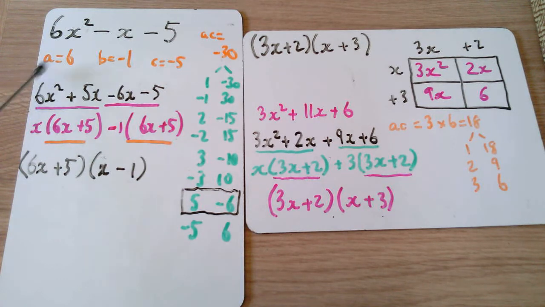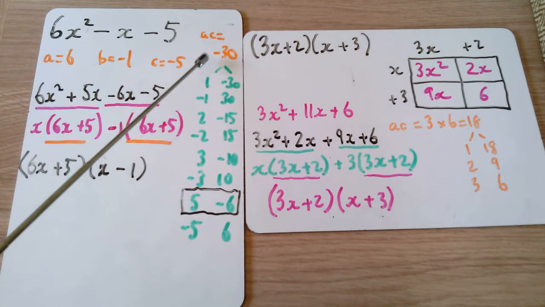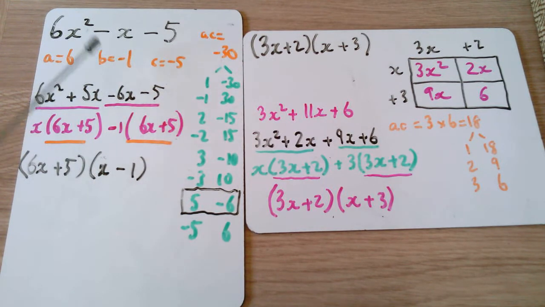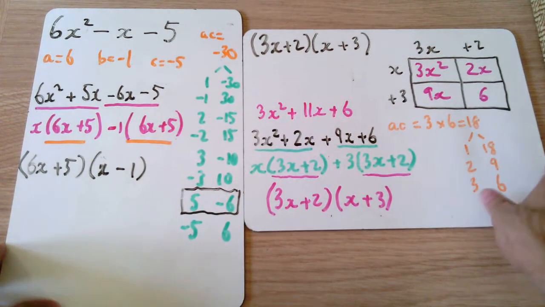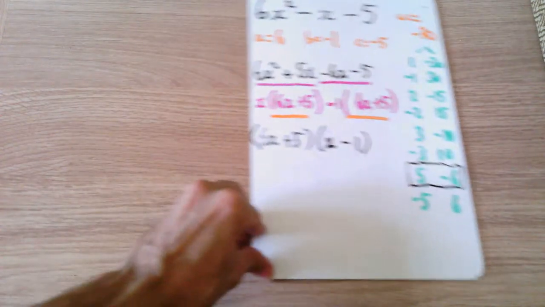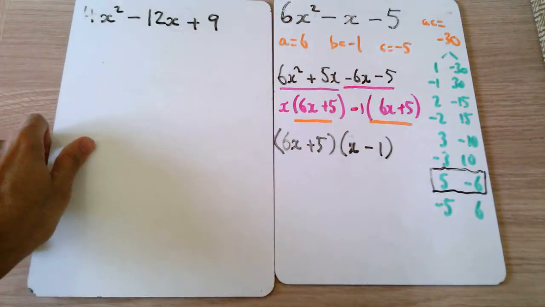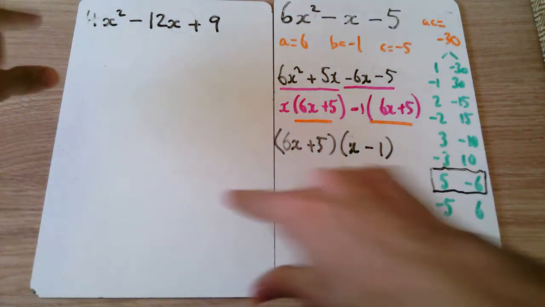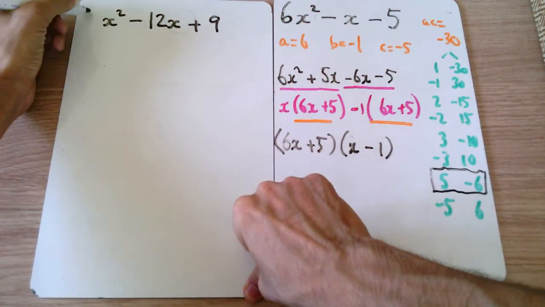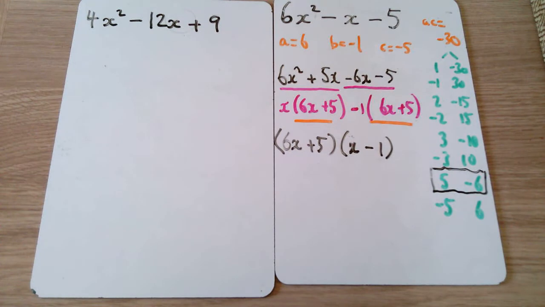We first worked out a times c over here. We found our two factors that add to make the x coefficient of minus 1. We split it up, factorized in pairs, and then came to our final step of the final factorization. So with all this, we're going to look at one final example just to be comfortable with the process. We have this question over here, which is 4x squared minus 12x plus 9.